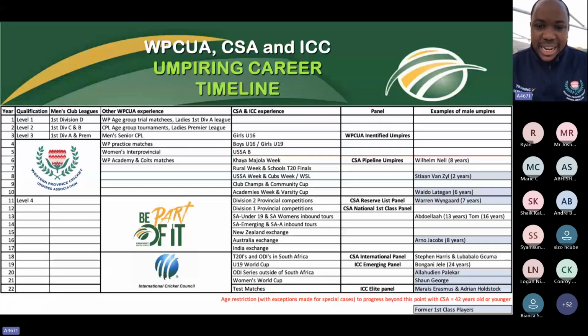How long does it take to get to the ICC Elite panel? It took Murray Erasmus 8 years of umpiring. It took Adrian Holdstock 18 years of umpiring. Everybody's journey is different, and we are not all going to make it to the highest level. What you need to do is you need to enjoy your umpiring.